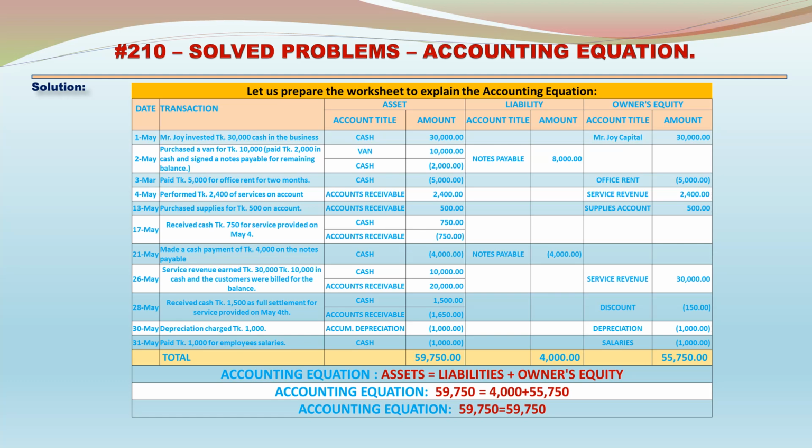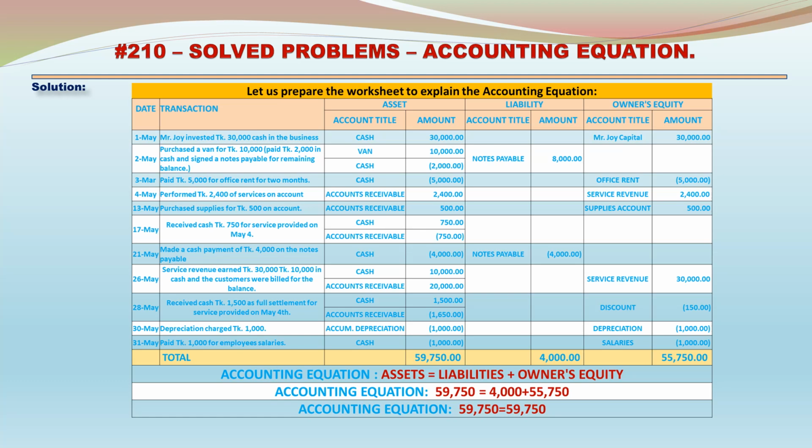13th May. Purchased supplies of TK 500 on account. On the asset side, accounts receivable 500, and owner's equity supplies account 5,000. May 17. Received cash TK 750 for service provided on May 4. Cash debit 750, accounts receivable credit 750. 21st May. Made a cash payment of TK 4,000 on the notes payable. Cash minus 4,000, notes payable minus 4,000.